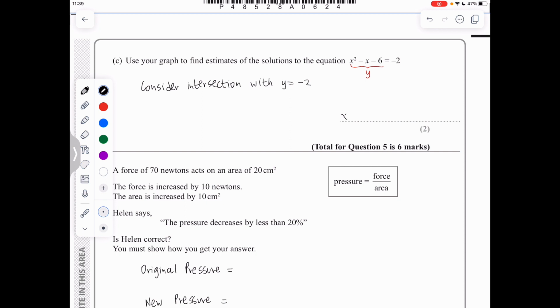Either x is -1.55 or x is 2.55. You need to bear in mind that the examiner here is accepting for the first value anything from -1.5 to -1.7, and for the second value anything from 2.5 up to 2.7.